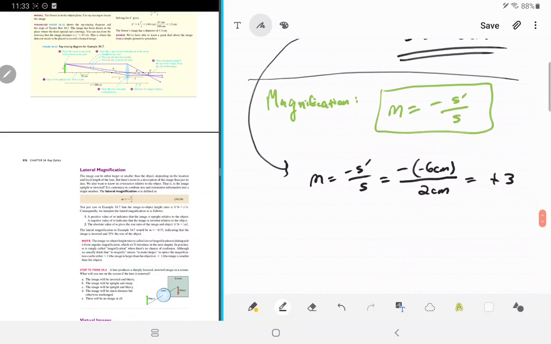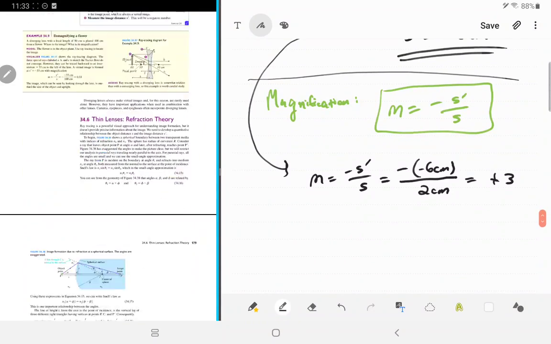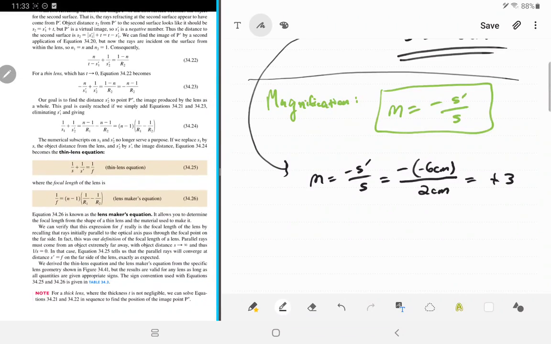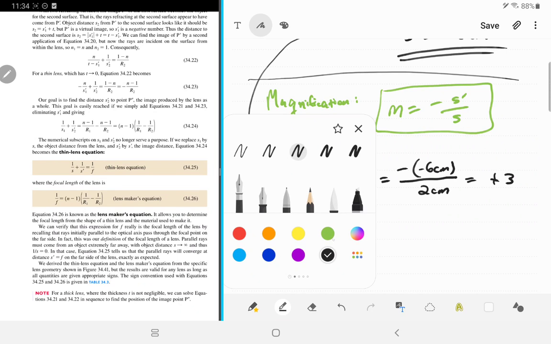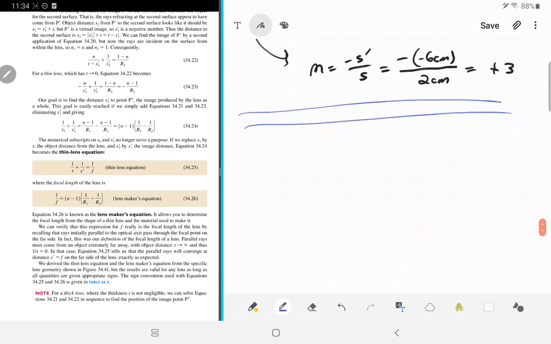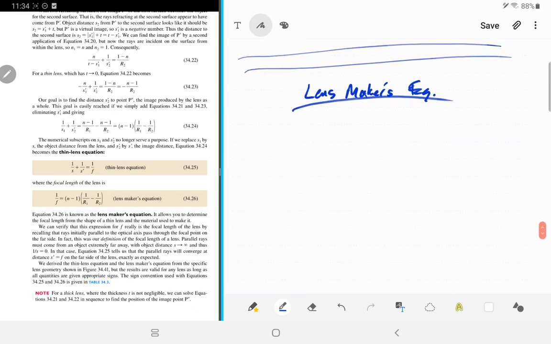Okay, one other thing, and that is this other formula that I said you also need to know, the Lensmaker's equation. What this does is tell us how to compute the focal length. So let me draw some pictures here. Lensmaker's equation. Let's suppose you had a lens that looked like this.